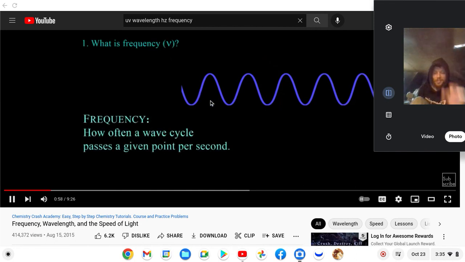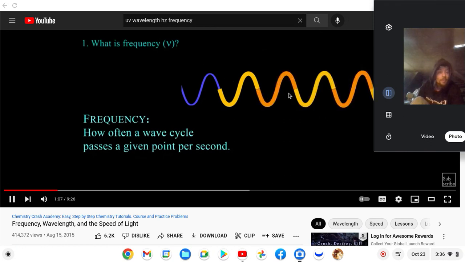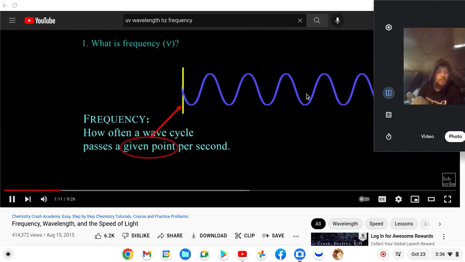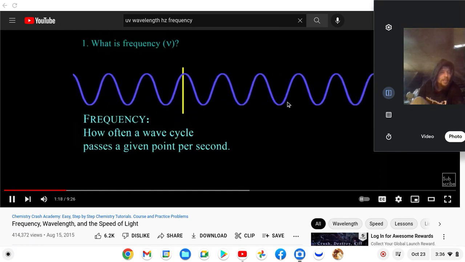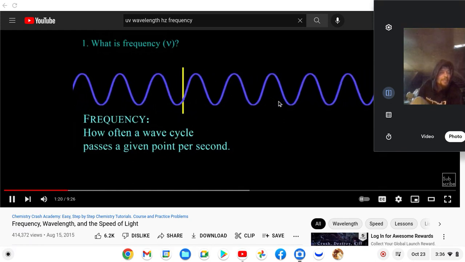A wave cycle is a single up-down motion, so we can think of a wave as consisting of a series of wave cycles. So you can see that a moving wave has some amount of wave cycles passing a given point per unit time.